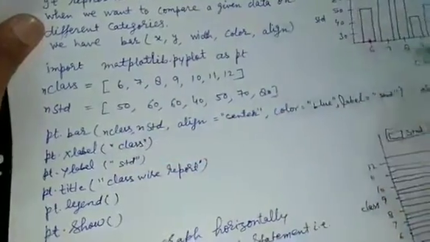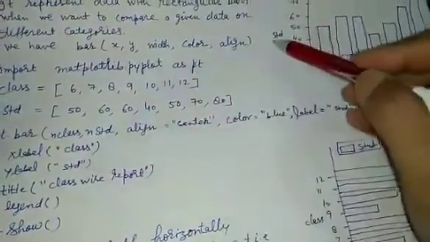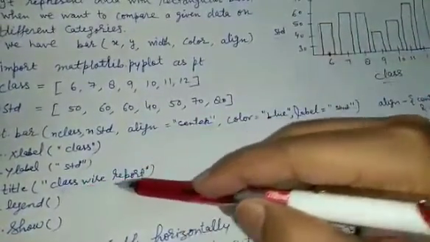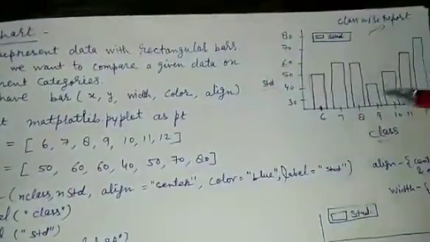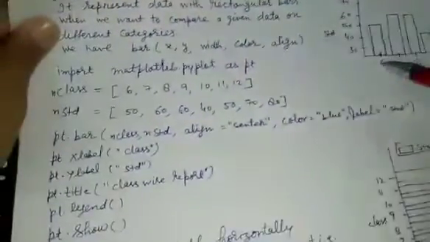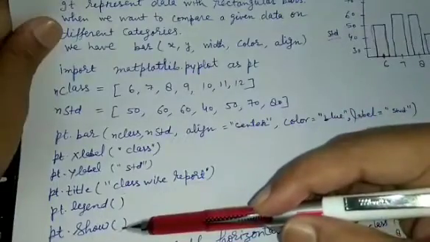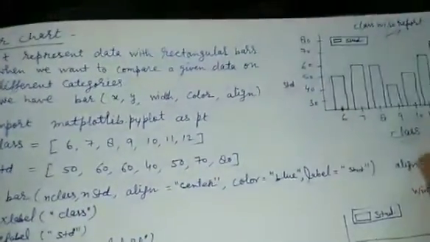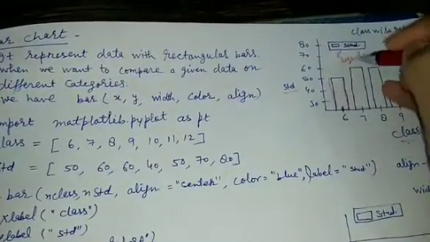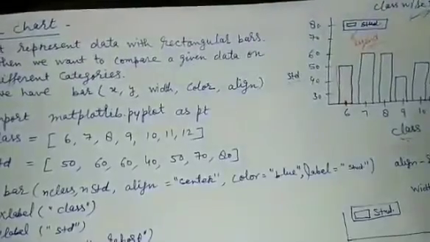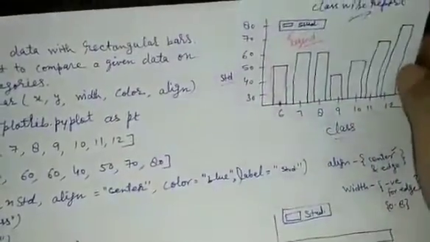Okay. So next is very familiar code for you. xlabel class, ylabel student, and title class wise report. Next, pt.legend will show the legend, and pt.show will draw the actual graph on the screen. This is the legend, you know, we have already discussed in the previous video that this is the legend that represents what these bars represent on the axis.